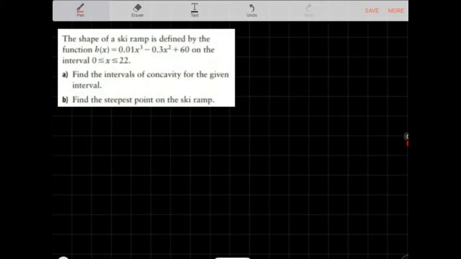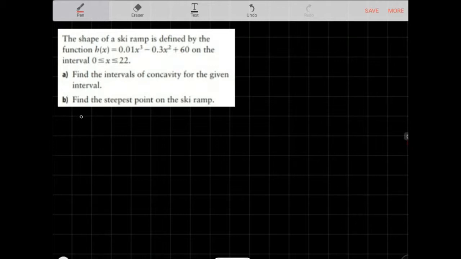Alright, the shape of a ski ramp is defined by the function h of x is equal to 0.01x cubed minus 0.3x squared plus 60 on the interval of x greater than or equal to 0 and less than or equal to 22. Find the interval of concavity for the given interval and find the steepest point on the ski ramp.